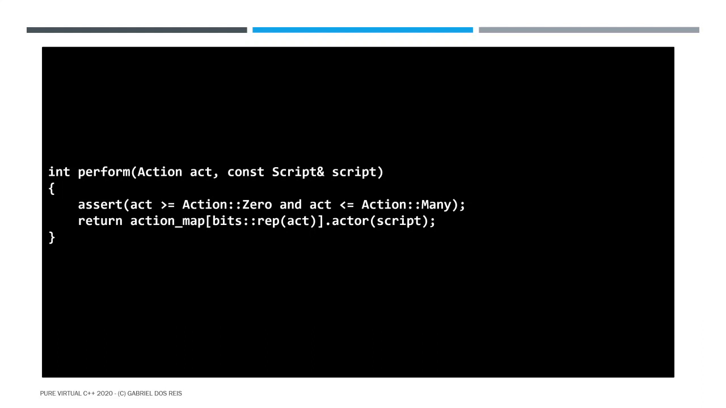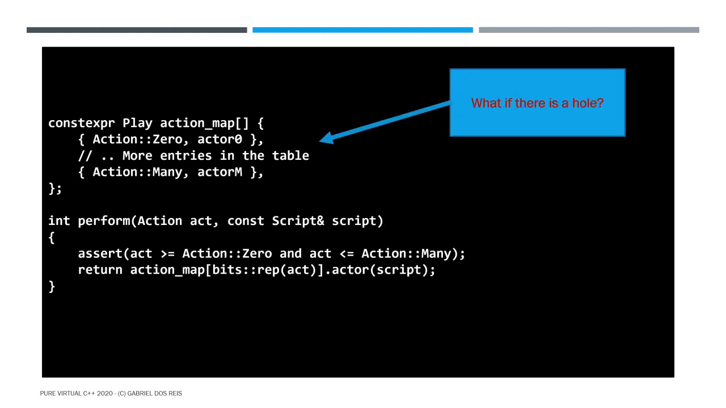Well, not so fast. What happens if the action map, that table that maps an action to an actor, happens to have a hole on maintenance? Someone removes or retires an action, or someone adds something that is not there. Well, in that case, if there's a hole in the map table, we have a bound safety problem. Even though the action might be within bounds of the number of actions, the numerical value may not be in bounds in terms of the size of the table. So, boom, we get a problem.